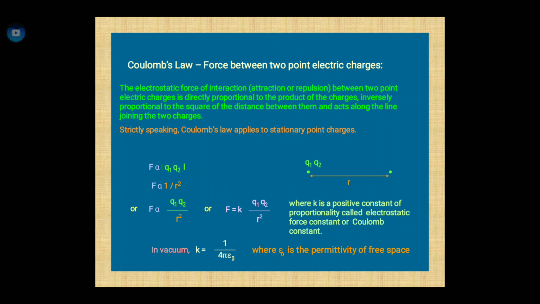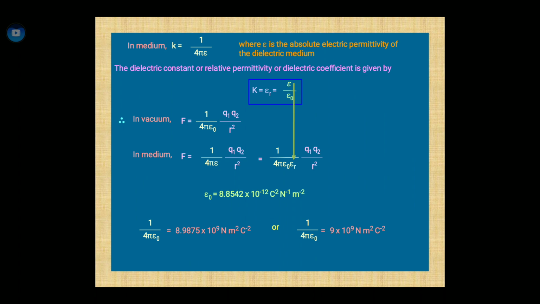The value of K depends on the unit of measurement and the medium between the 2 point charges. If the medium between the 2 point charges is air, free space or vacuum, then the value of K equals 1 upon 4 pi epsilon naught. Here epsilon naught is the absolute electrical permittivity. In case of another medium except these three, we can write K equals 1 upon 4 pi epsilon. Here epsilon is called the absolute electric permittivity of the dielectric medium.